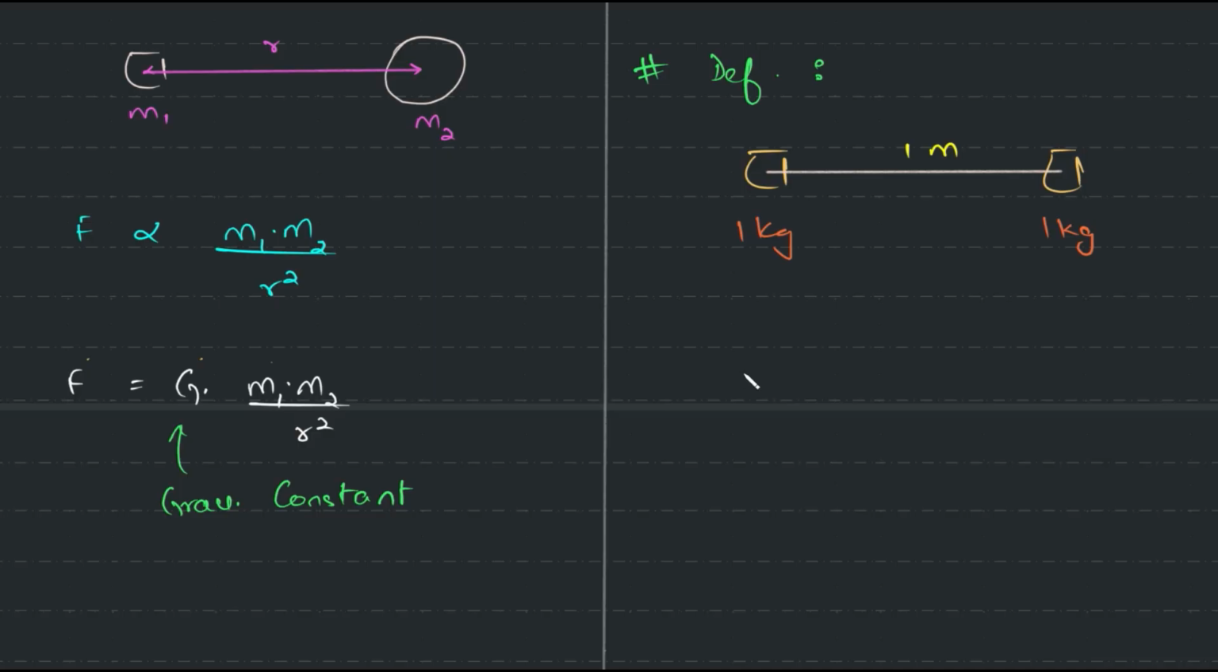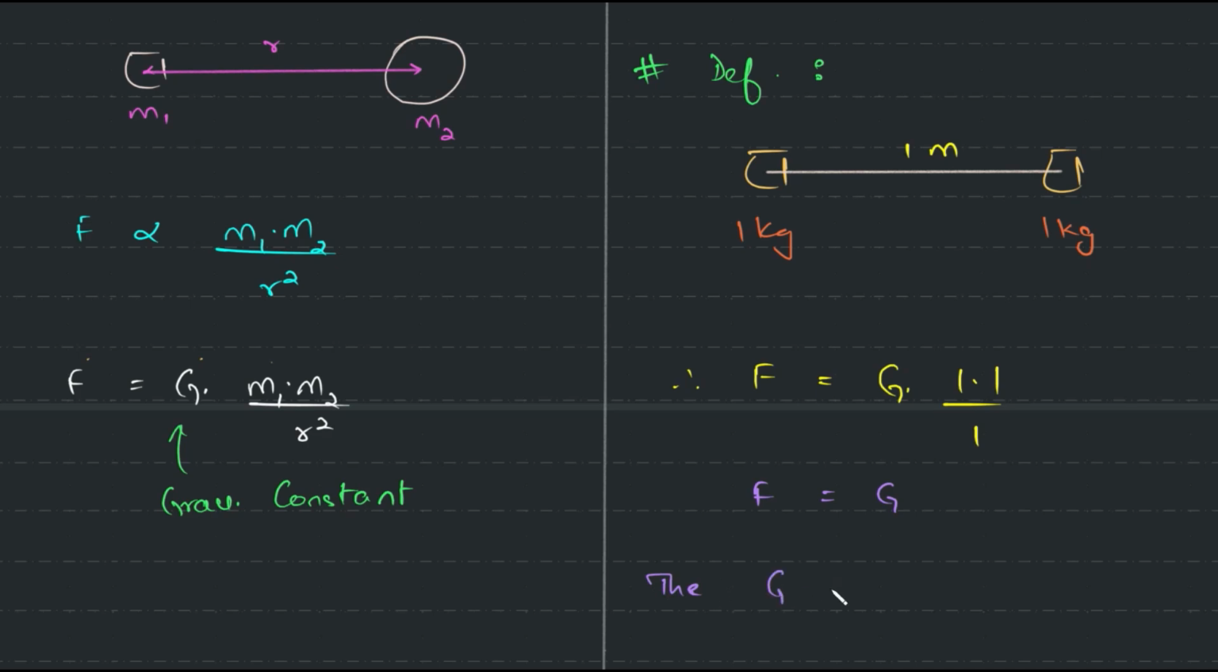That would help. This being the case, F will be equal to G times 1 by 1 into 1 by 1. So technically F will be equal to G. Agree? So with this in mind, can I define G now?